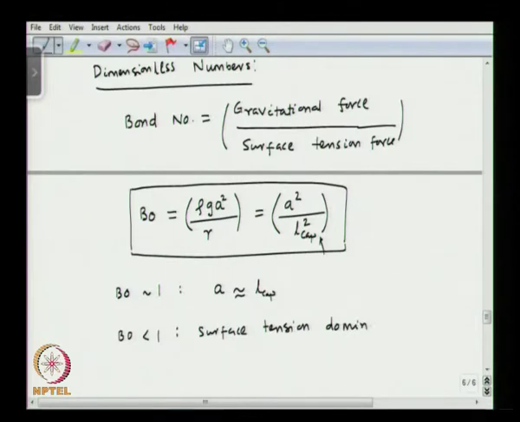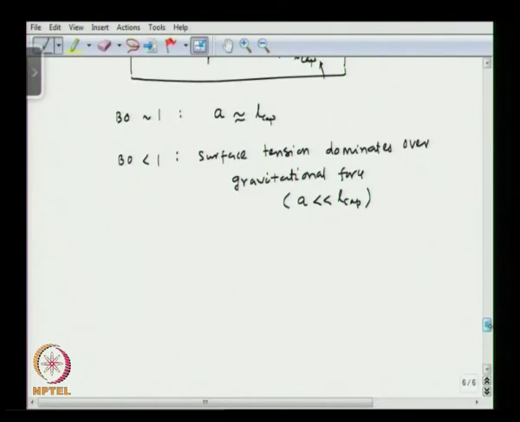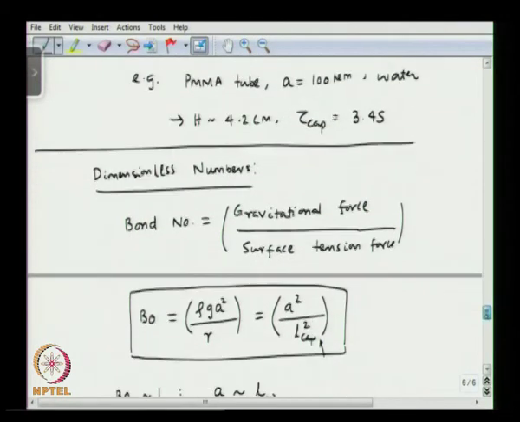Surface tension dominates over gravitational force, which is the case in microscale. As a result, our A is less than L cap. Okay. Now, the next dimensionless number that we talk about is the capillary number.